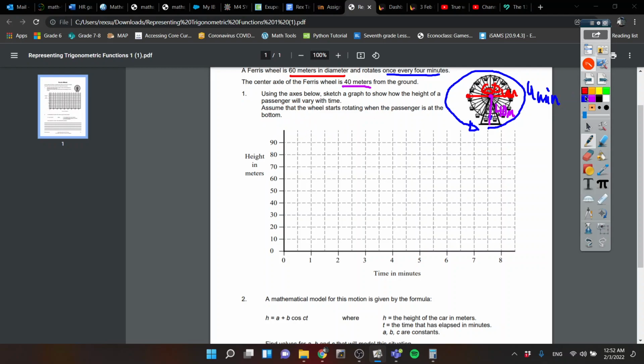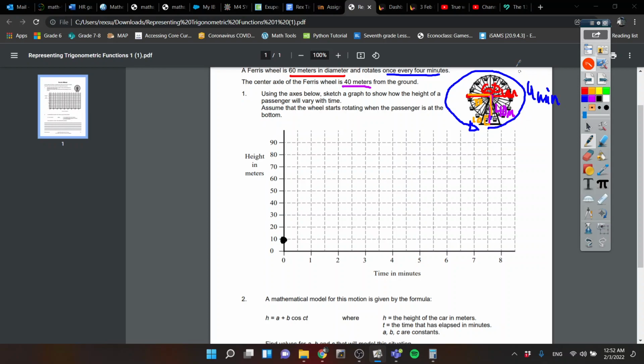So one of the things I think about is that if the whole way across is 60, it means the radius here is 30, which tells me if I put a radius here, that's 30. The rest of this space is 10 meters. So when a person gets on, I would picture the person getting on at the bottom. That's the way Ferris wheels have worked when I've ridden a Ferris wheel. So at the bottom, we're 10 meters off the ground. That's when the person is getting on the Ferris wheel.